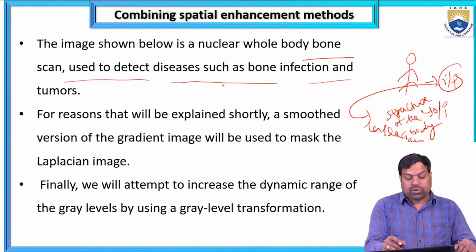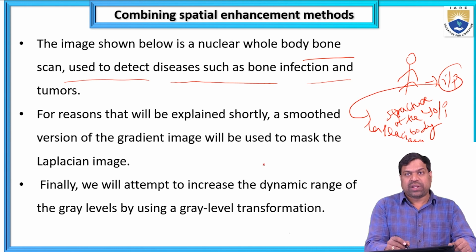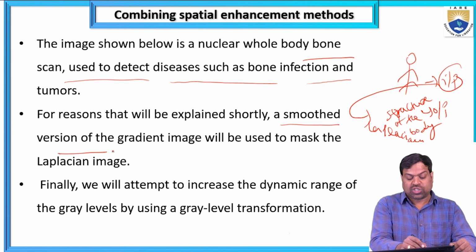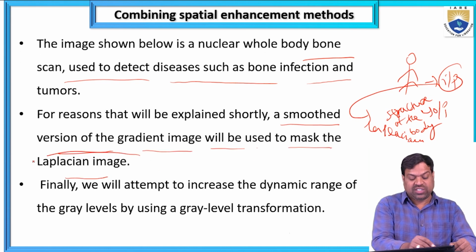So the nuclear whole body bone scan is used to detect diseases such as bone infection and tumors. How can we find out these things in the original image? It means I am applying the Laplacian or gradient function. So what does that mean? A smoothed version of the gradient image will be used to mask the Laplacian image.